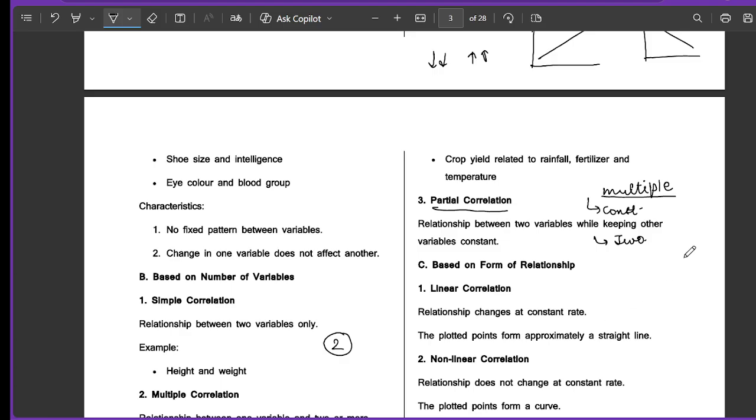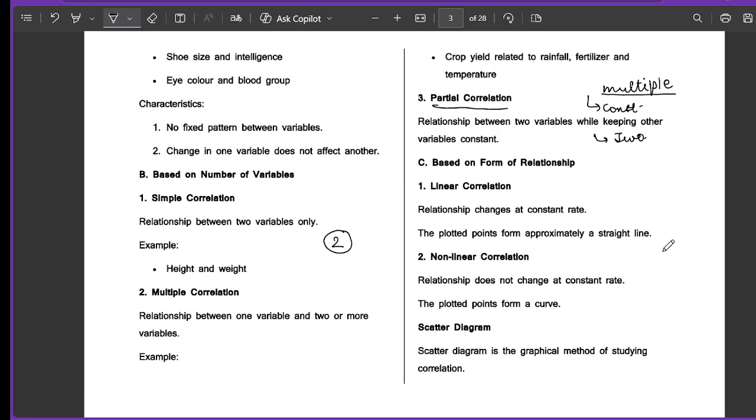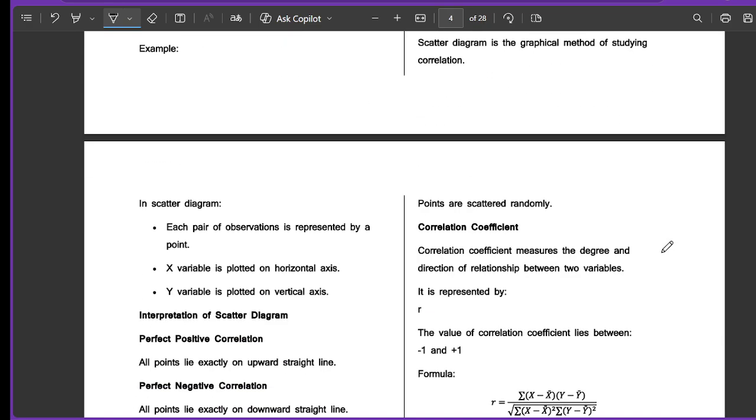Okay, then another category can be on the basis of relation, that is linear correlation or non-linear correlation. Suppose two variables x and y are increasing over a fixed period of time, and over the same period of time they are increasing constantly. At that time we say that they have linear correlation. If it does not happen, then the correlation will be non-linear.